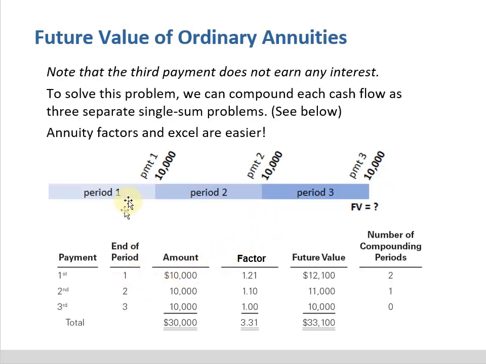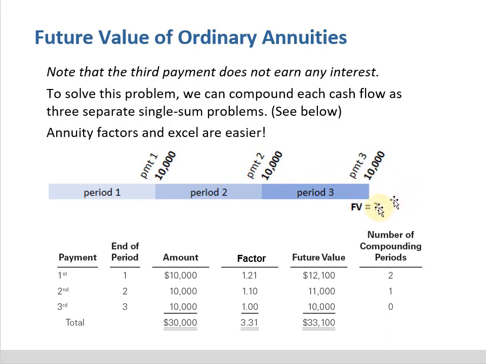Let's look at a timeline here. The first annuity payment occurred at the end of period 1, the second occurred at the end of period 2, and the third occurred at the end of period 3. And we want to know the future value of those 3 payments. Notice that the payment for period 3 has no time to earn interest because it occurred at the end of period 3. The first payment of $10,000 has 2 full years to earn interest. The second payment has 1 year to earn interest, and the third payment has no time at all to earn interest.